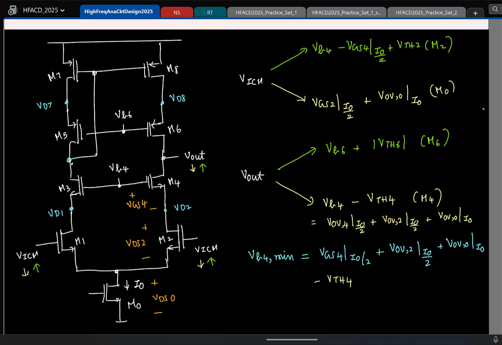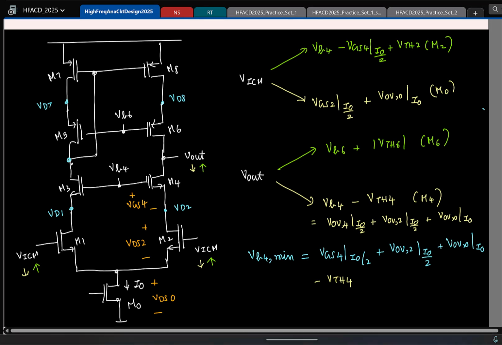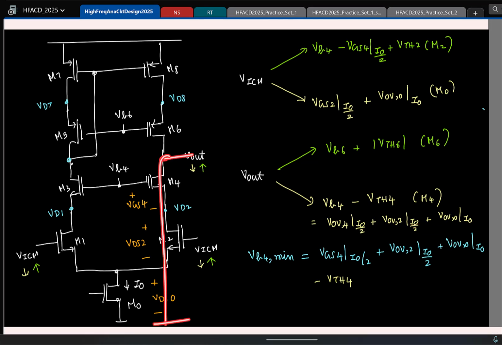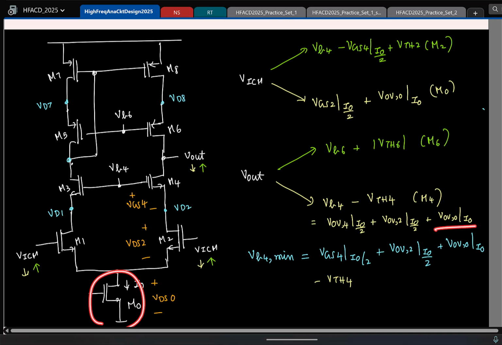Again, we could have reasoned out Vout minimum directly like this. Ideally, you want the minimum Vout to be 0. Ideally, you want the output to go as low as 0. But that is not possible because we have to drop 3 VDS. One is the VDS of M4, which is the overdrive voltage of M4. One is the VDS of M2, the overdrive of M2. And the last is the overdrive of M0.